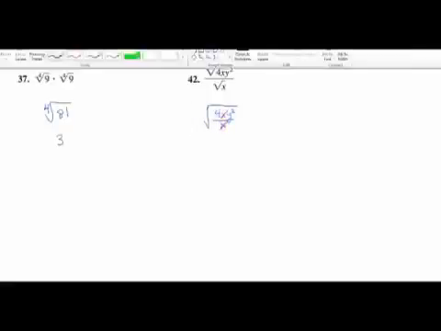Here I have a problem. I have something that doesn't have a square. It's not going to be able to come out. And the same thing down here. So it's a good thing we have that quotient rule, because I can put them all under the same square root and simplify that radicand. Now I'm going to cancel those x's, and that gives me a square root of 4y squared, which we know is 2y.